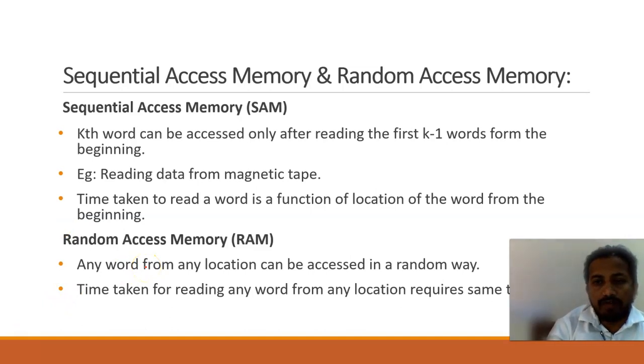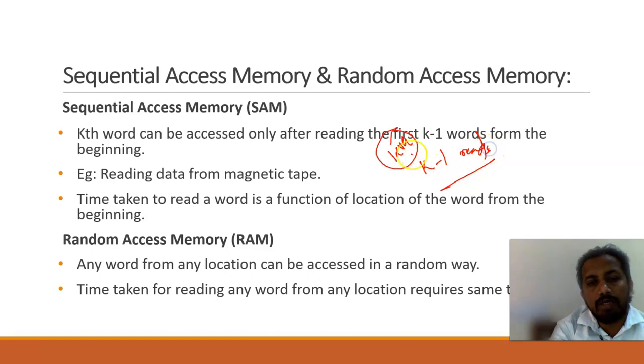Here is an example: if I want to go for reading some kth word, what you need to do is that the starting k minus one words have to be read first. You need to read the k minus one words, then only the kth word can be read. This is about the sequential.